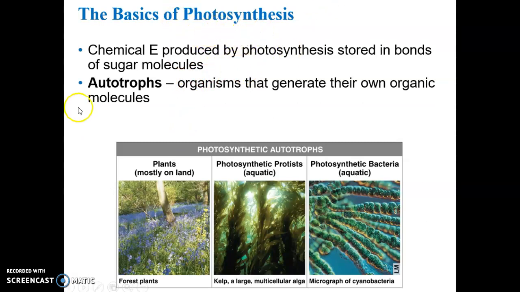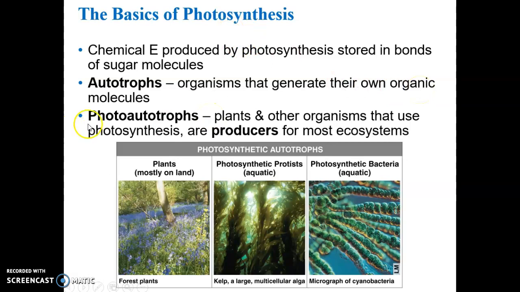So the photosynthetic organisms are called autotrophs. Auto meaning self, and troph referring to nutrition or eating or food. So these are the self-feeding organisms. They make their own organic molecules through photosynthesis. The photoautotrophs are the specific self-feeding organisms that make the organic molecules by photosynthesis. So plants and other organisms that use photosynthesis, capturing sunlight energy, they are the photoautotrophs, and they are the producers in most ecosystems.